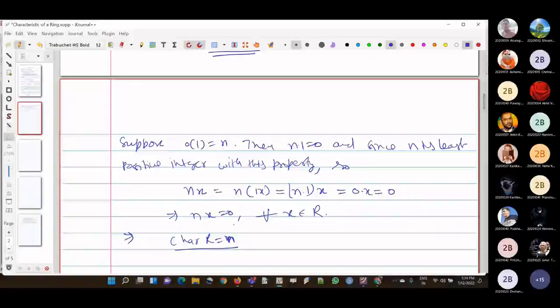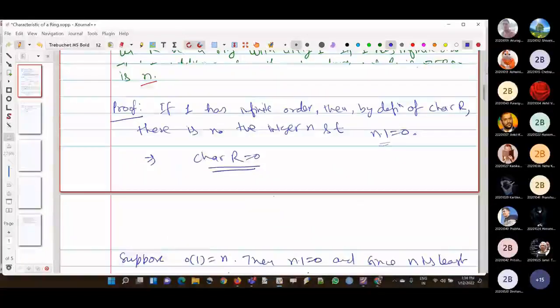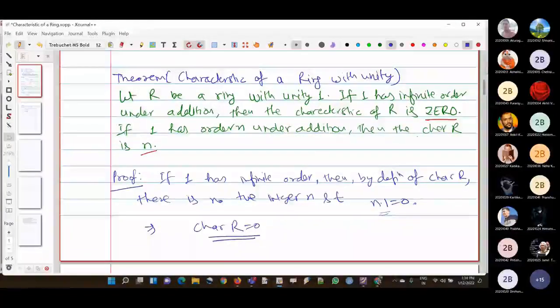Okay. So this made the thing simple. What do we need to know? We need to search if there is a multiplicative identity in that ring. If it is there, then our only task is to determine the order of that identity element. Okay. If the order of the identity element is infinite, then we say that the characteristic is 0. And in the other case, if the order of the identity element is finite, then we say that the characteristic of that ring is equal to the order of the identity.